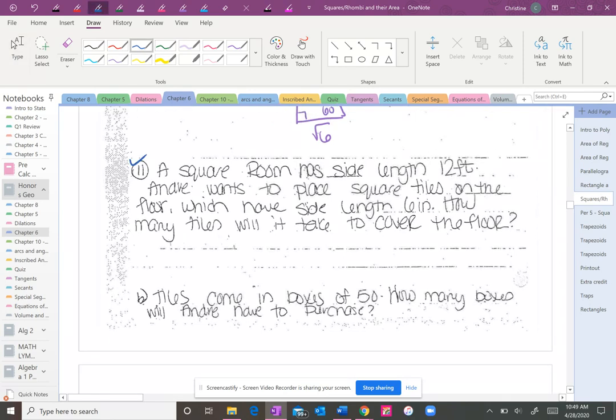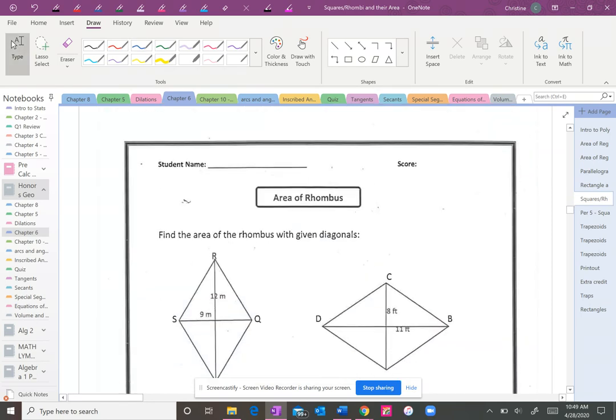I'll leave that one for you guys. It's just talking about a square. A square room has side lengths of 12 feet. Andre's placing square tiles on the floor. They are 6 inches long. So for this one, just make sure you convert the 12 feet to inches, so that way you can work with the tiles in inches. And you guys can check that later.